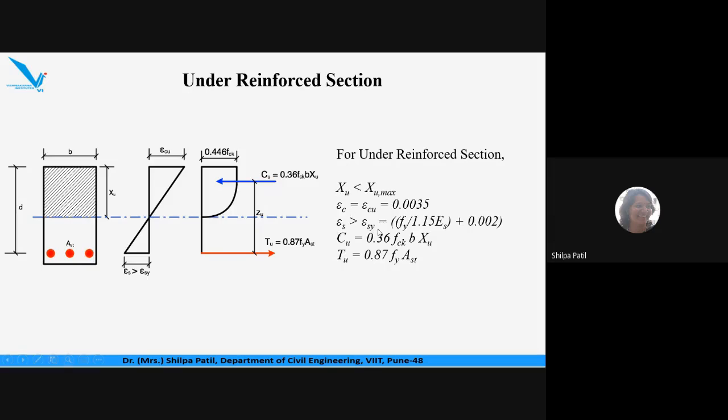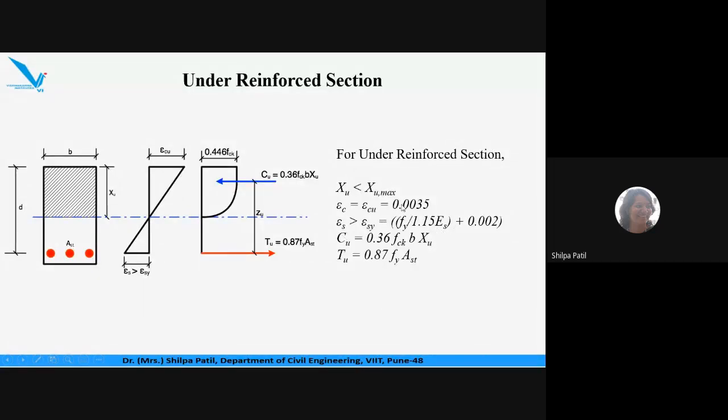So at the time of failure, the epsilon s, that is the strain in steel, is always greater than epsilon sy, that is the ultimate strain of the steel, which is given by this formula. Both these formulas or values are defined by the IS code itself. Rather, we have discussed how these values are obtained in this section.